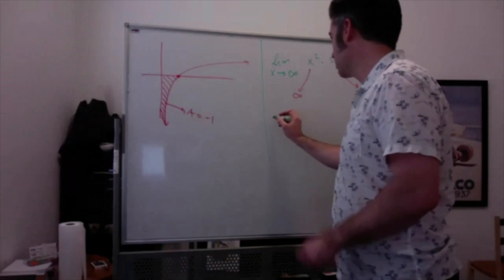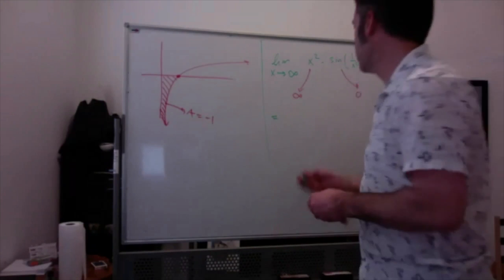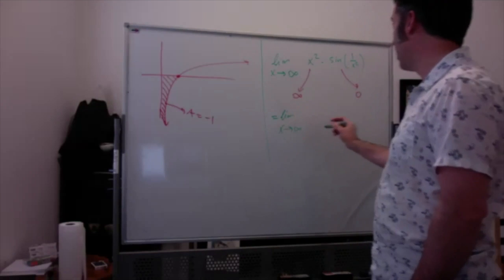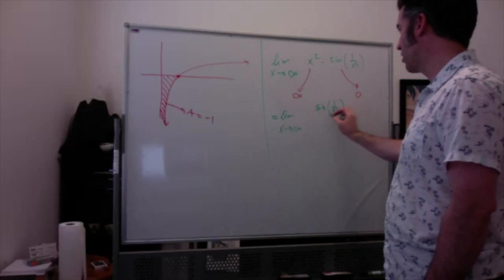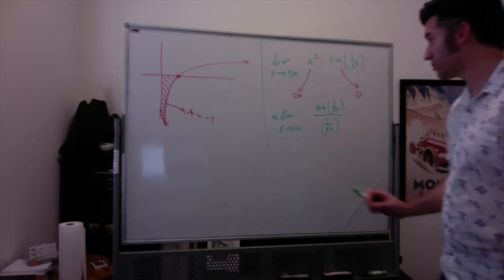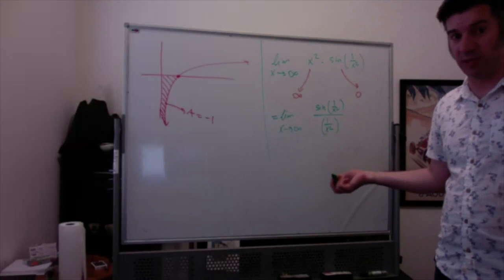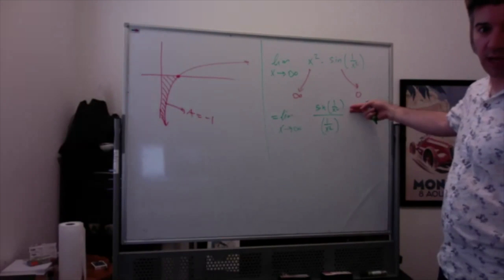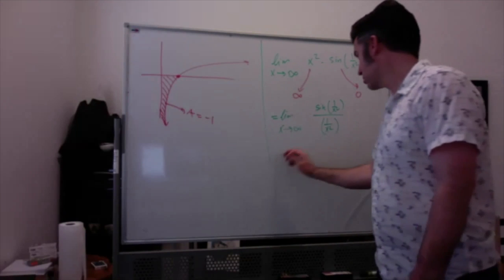This is going to equal the limit as x goes to infinity of sine of 1 over x squared over 1 over x squared, so that I have something I can use L'Hopital's rule on. Right now I have a 0 over 0. Top's going to 0, bottom's going to 0. And then we use L'Hopital's rule.